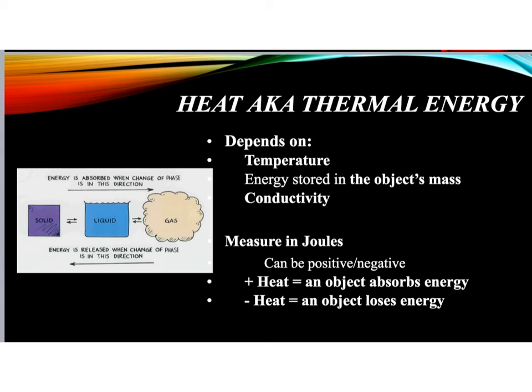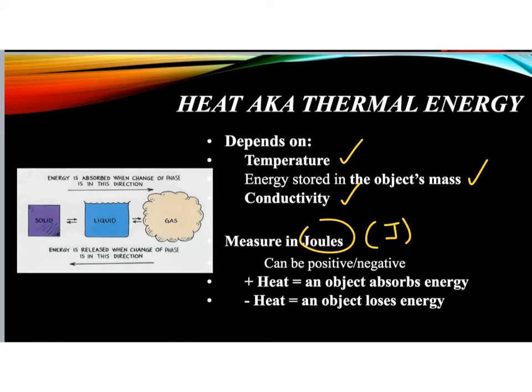All right, so we're going to talk about heat a little bit more. The heat or the thermal energy of the object depends on a couple things. It depends on the temperature. It depends on how much energy is stored in the object's mass, and it depends on conductivity, how well that energy can transfer. Heat is energy, and it's also measured in joules, so we'll express it as simply a capital J as a unit, not to be confused with impulse, which is also a capital J, but that capital J is a variable. This J is a unit, an abbreviation for joules.